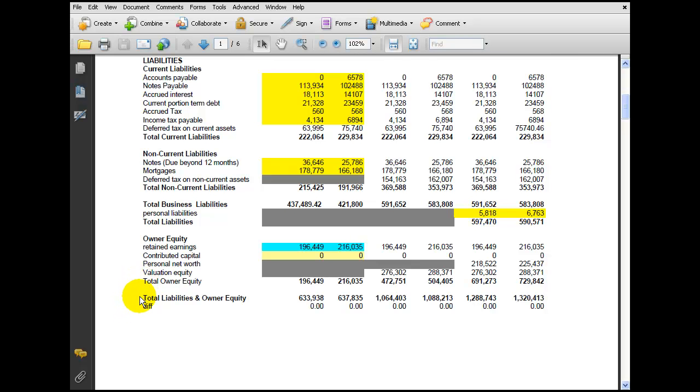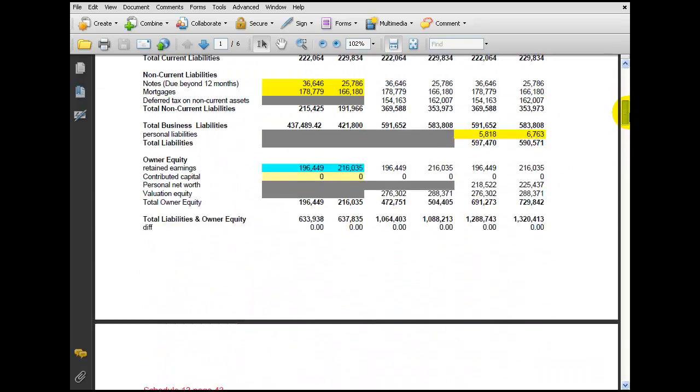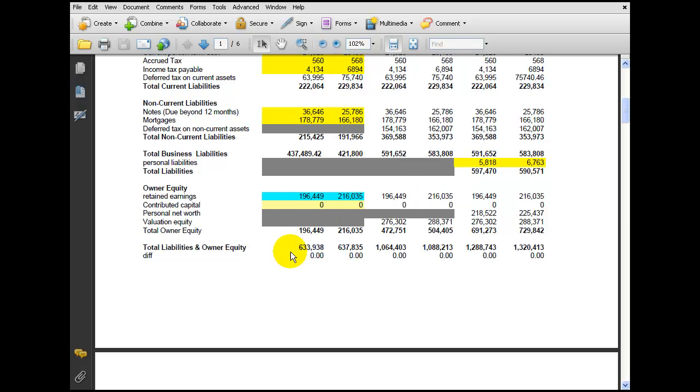We're adding the liabilities plus the owner's equity, and then the div here is just my little check to say, is the total assets up here $633,938? Does that equal the liabilities and owner's equity? In this case, they are exactly the same, so the difference is 0.